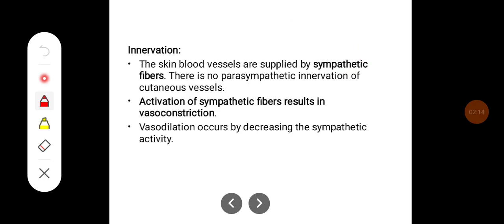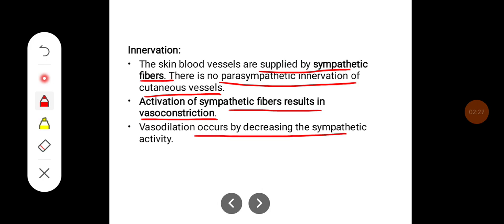The skin blood vessels are supplied by sympathetic fibers. There is no parasympathetic innervation of cutaneous vessels. Activation of sympathetic fibers results in vasoconstriction, and vasodilation occurs by decrease in the sympathetic activity.